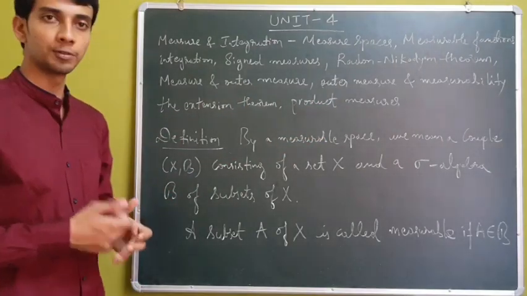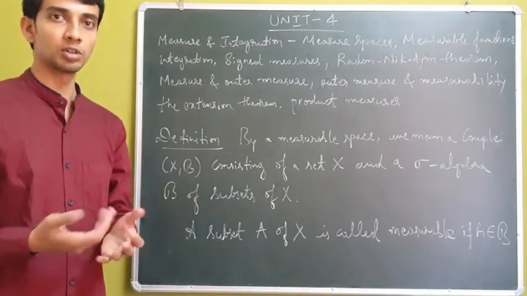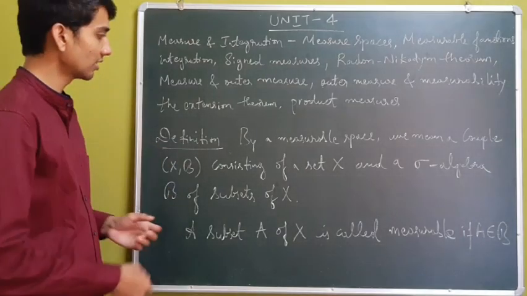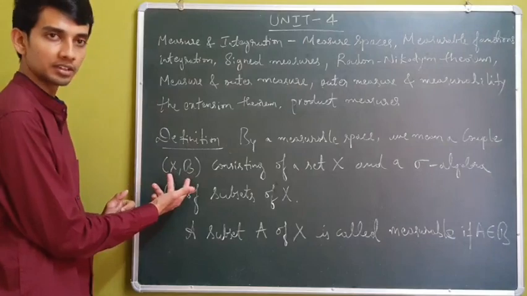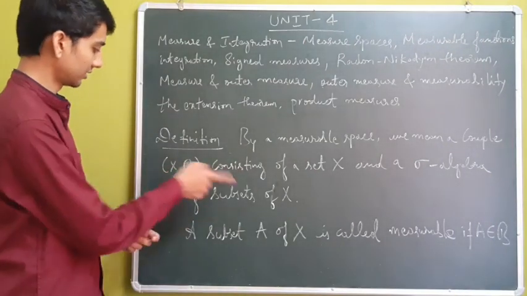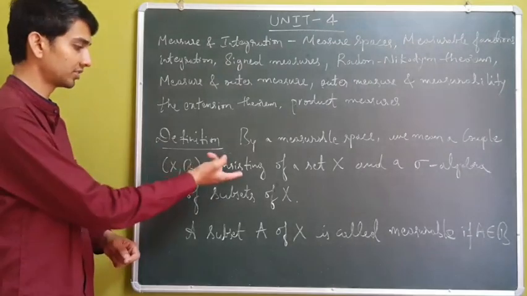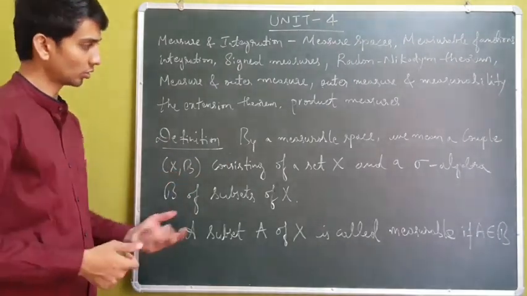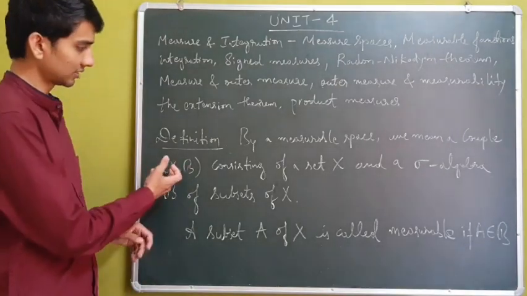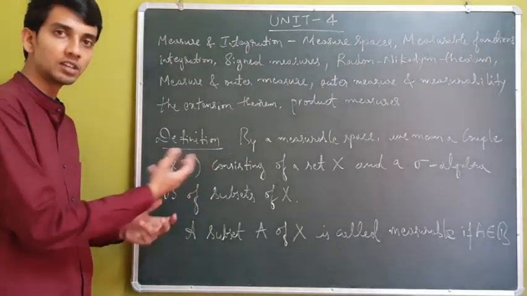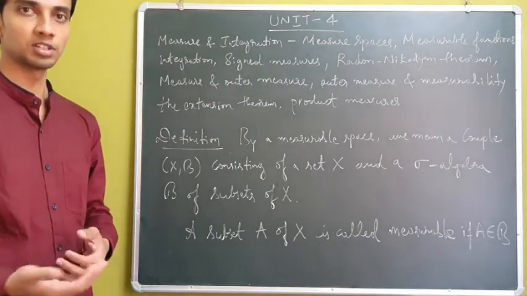So looking into the first definition of the unit, it is about what we mean by a measurable space. Definition: by a measurable space we mean a couple (X, B), consisting of a set X and a sigma algebra B of subsets of X. So that is what I mean by a measurable space.